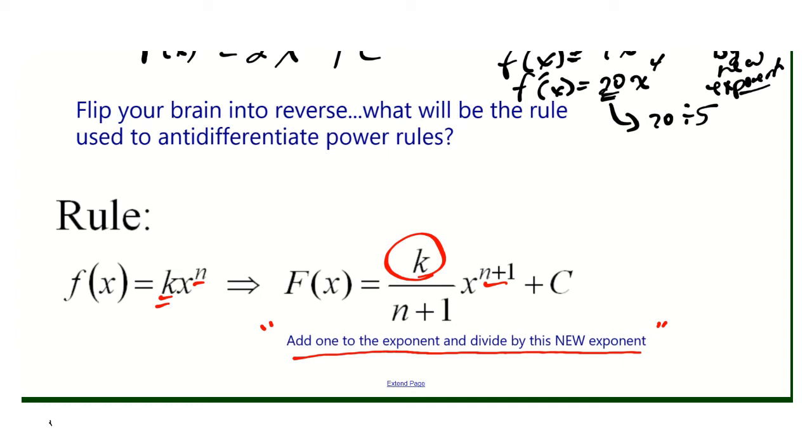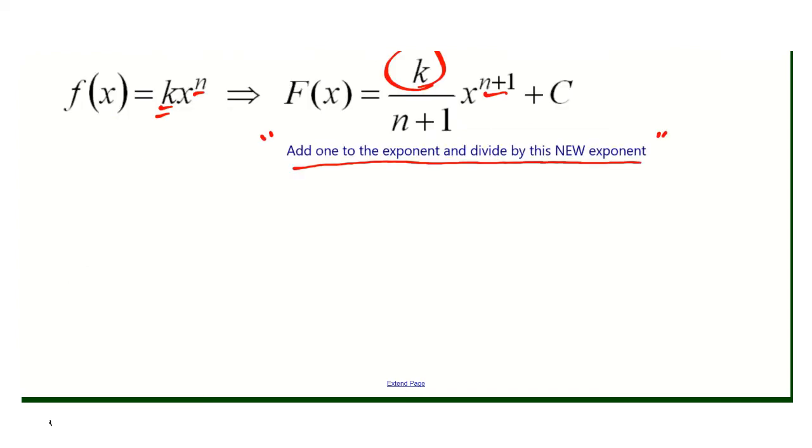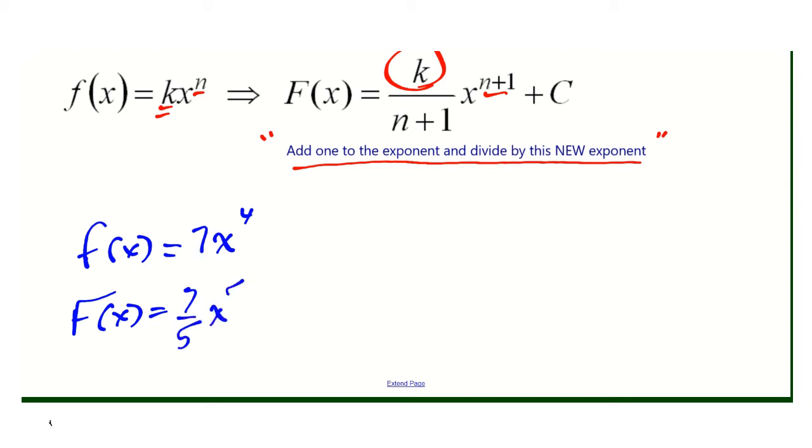Okay, so let's try a couple. Just do a couple here on their own first, and then we'll get into some more complicated ones. If I had this function, f of x was 7x to the fourth, and I wanted to find the antiderivative, capital F of x, I add 1 to the exponent, so it's going to be 5, and I divide my coefficient by the new exponent. 7/5 x to the fifth, and of course there could always have been some constant there in the beginning.